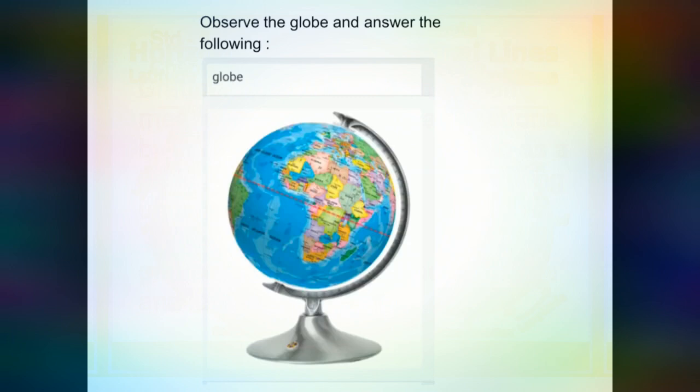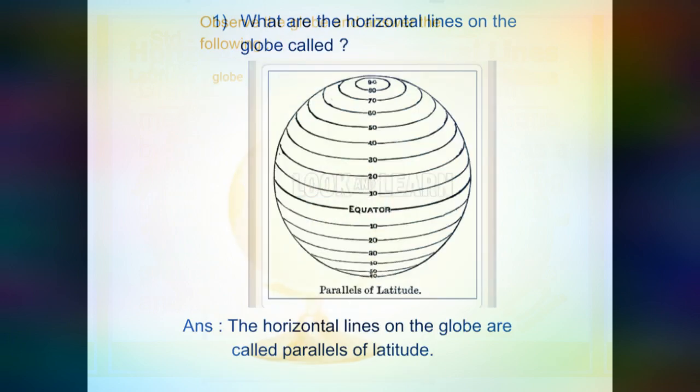Students, open your textbook page number 10 and observe the figure 2.1. Now, question number 1. What are the horizontal lines on the globe called? Here in the figure, you can see the east-west lines drawn over here. So, the answer is, the horizontal lines on the globe are called parallels of latitude. Now we will move to the second question.